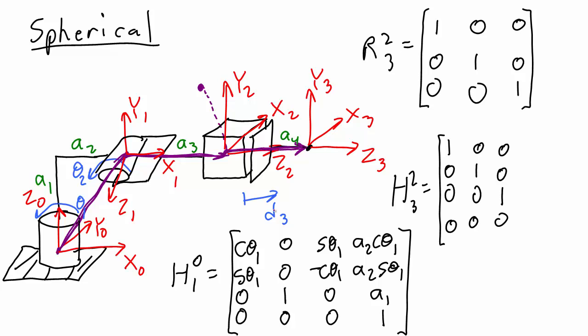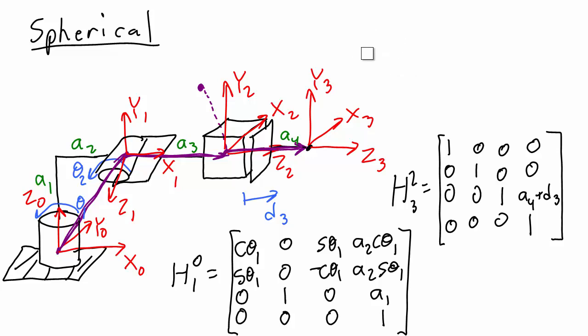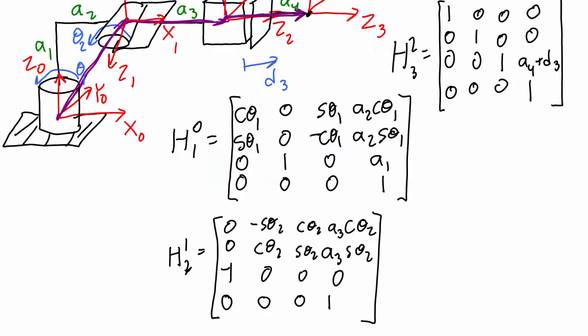And this has to be true no matter what the value of D3 is. So this displacement is in the z direction, and it's always in the z direction, no matter what value we give to D3. So there's no displacement in x and none in y. In z, we have the displacement both of the joint variable D3 and the link length A4. So we say A4 plus D3, and then we have to put a 1 here at the bottom. And here we are finished with our last homogeneous transformation matrix.